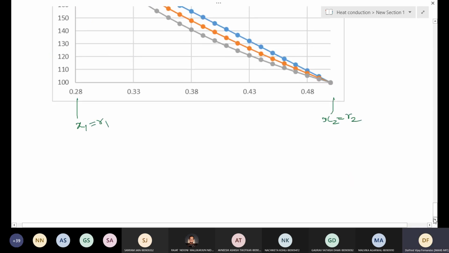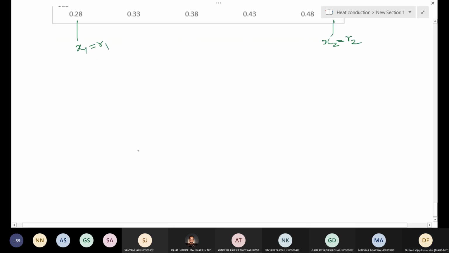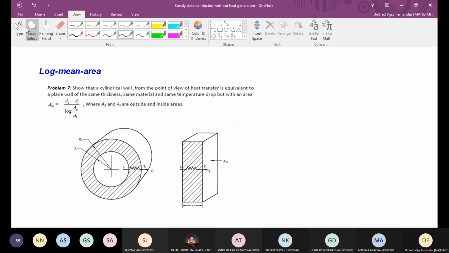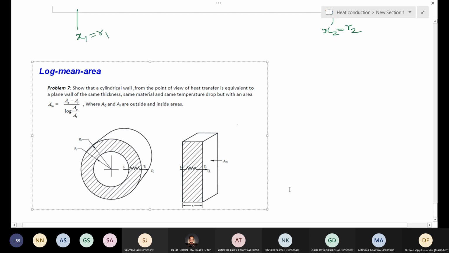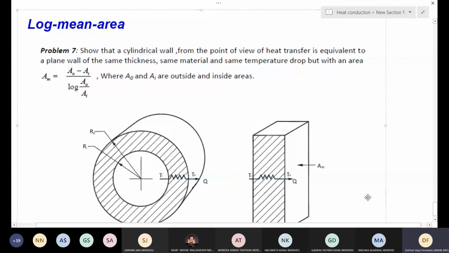Okay, so now with this one we can derive two more very important quantities. One is called the log mean area. Another is the geometric mean area. So this is a problem that can be asked, a derivation problem.